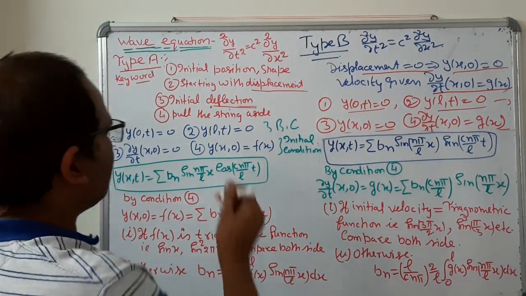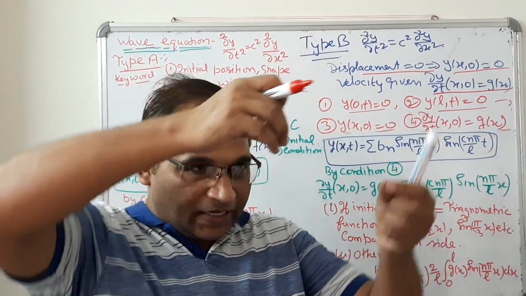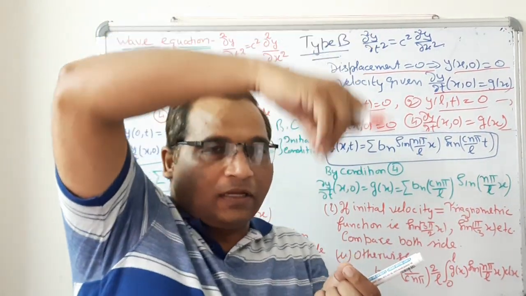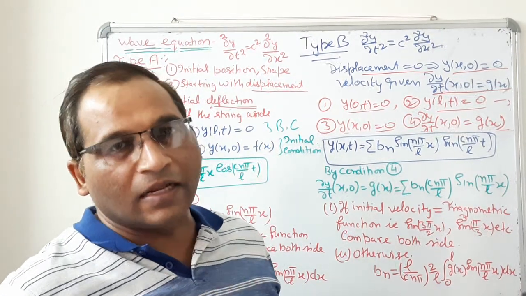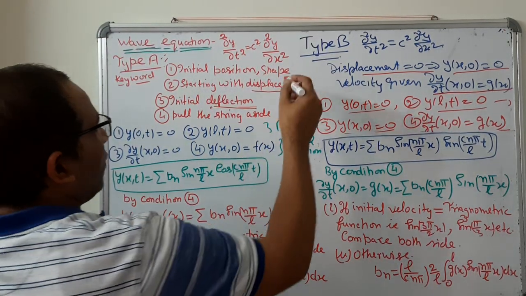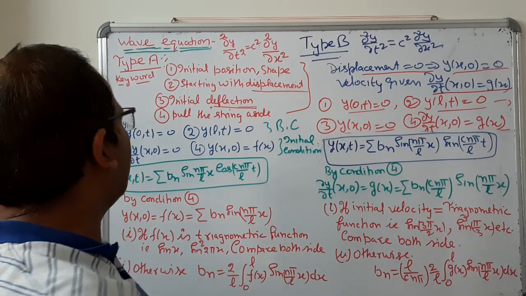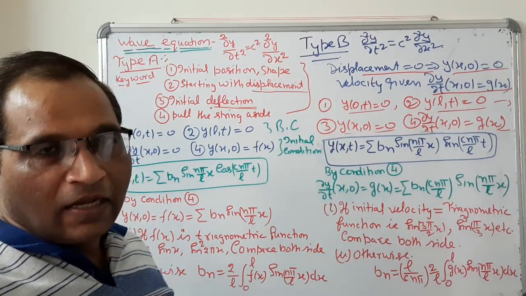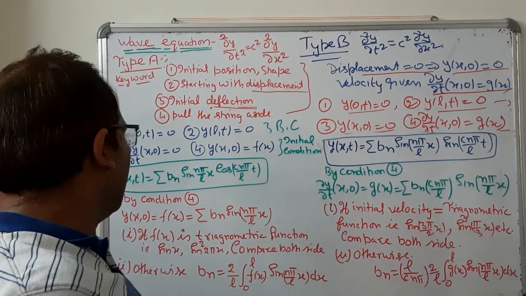And the last keyword is pull the string aside. Let us suppose this is a string, and if we pull the string either up or down or both, in that case we will say initial position, initial displacement, and this means type A. If any one of these is present in the question, we say it is a type A question, and we will solve just the type A solution which we discussed in the last video.